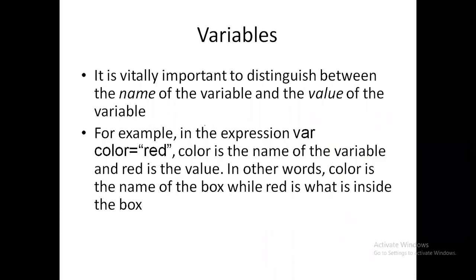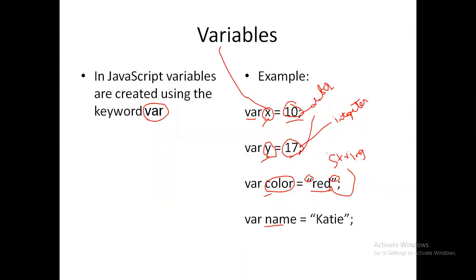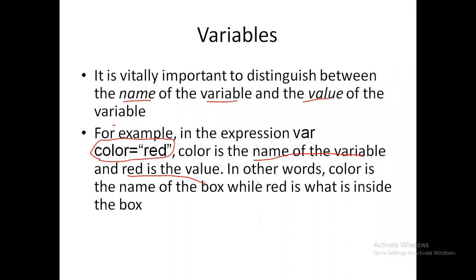What is the main purpose of using this? Because I want to store some information. So you can say name is a variable and the value is what is going to be stored in the variable. In the previous example, there is color and red. Color is the name of the variable and red is a value, the data. So this is the variable concept.